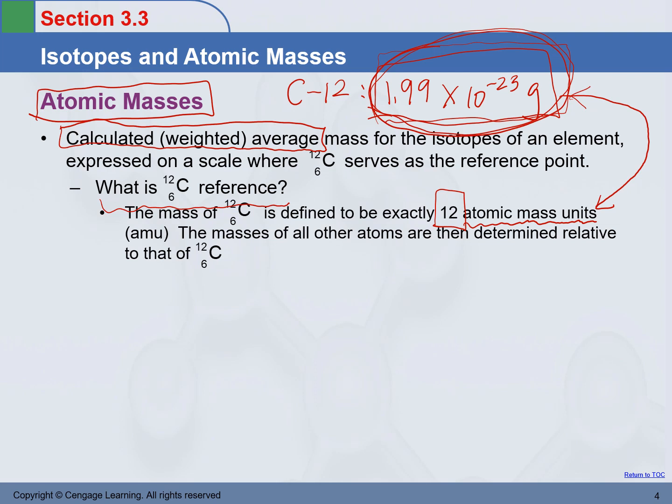Then all other atoms, you know your own mass, use your mass, compare with the mass of carbon-12, get your own AMU number. For example, carbon-13, I don't even know exactly what the mass of carbon-13 is, but I do know if you compare the mass of carbon-13 with the mass of carbon-12, which is 1.99 times 10 to the power negative 23, and if carbon-12 is 12 AMU, carbon-13 is actually going to be 13.0034 AMU.